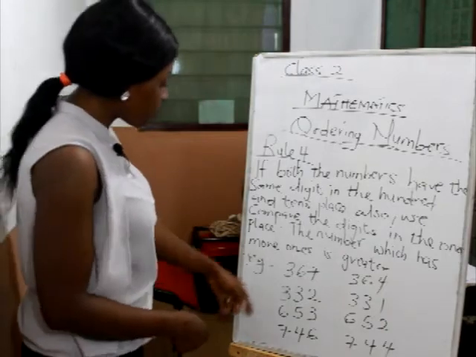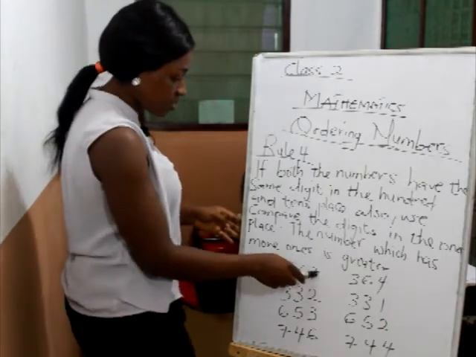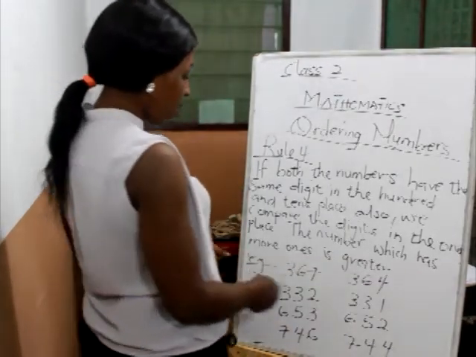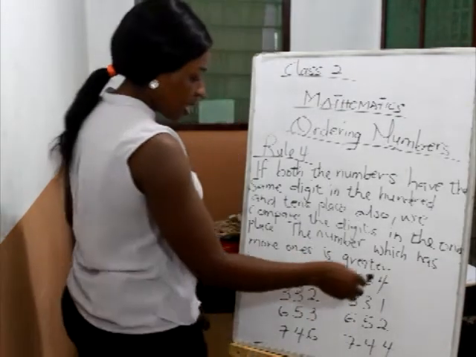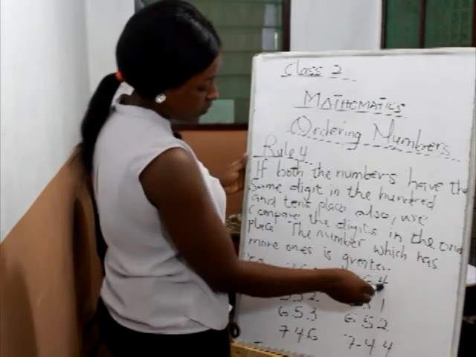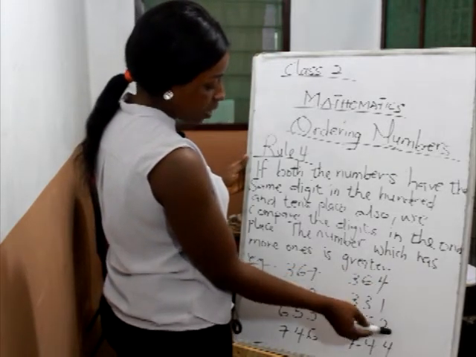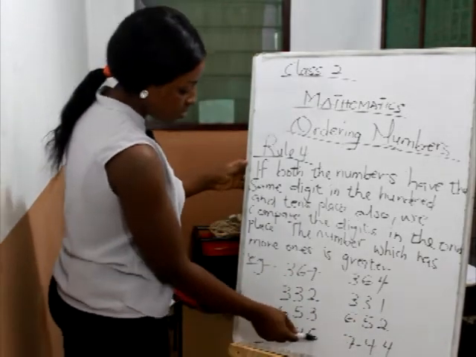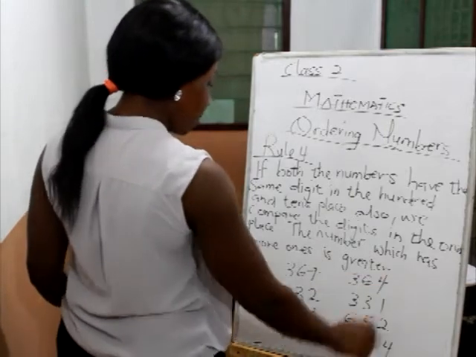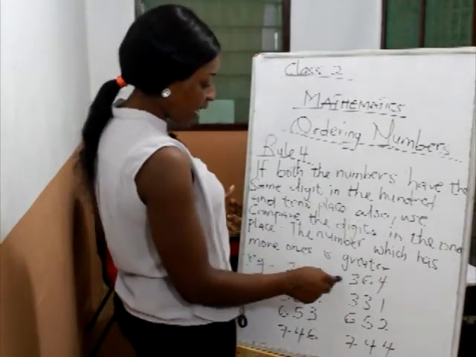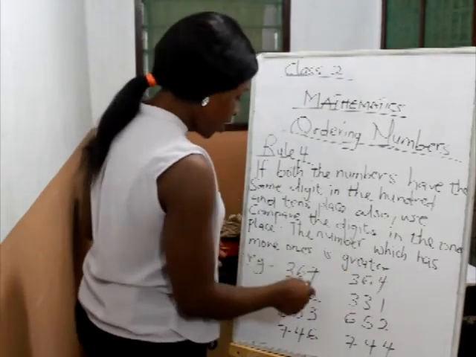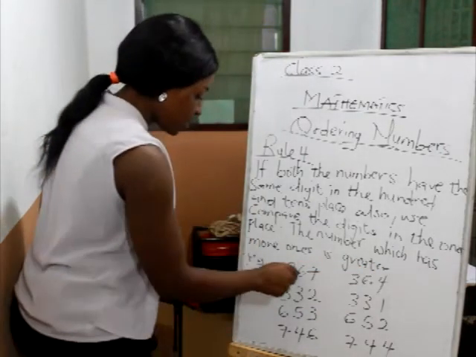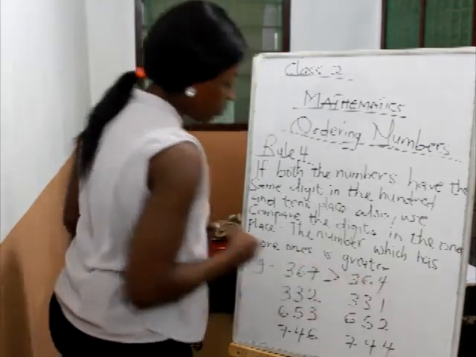So examples, here we have 367 and here we have 364. Now we are comparing the ones. These are the ones. 4 is the one. 1 one, 2 ones, 4 ones, 7 ones, 2 ones, 3 ones, 6 ones. So we are comparing the last numbers, which are the ones. The 367 and 364. You compare your 7 and the 4. You can see the 7 is greater than 4. So 367 is greater than 364.